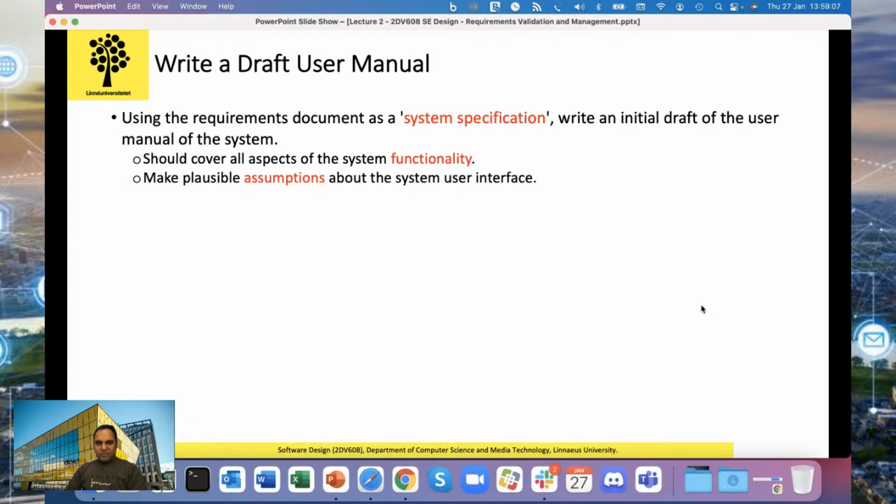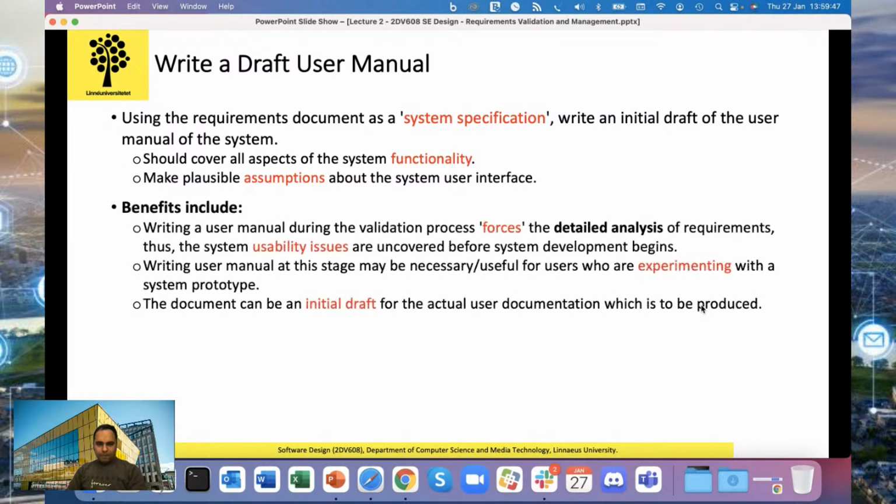So for the requirements validation, we are still in the phase of requirements validation, and one of the steps could be to write a draft user manual. If you consider your requirements document a system specification, that means what requirements should be implemented or what we have in the system. And based on this requirements document, if you write a user manual, that can be your future final user manual too.